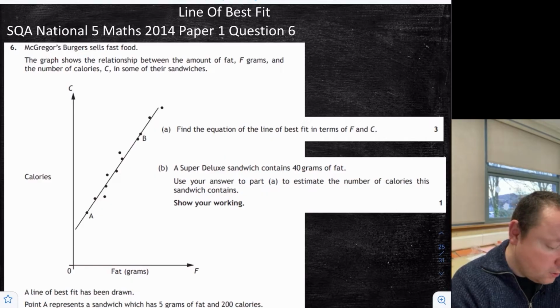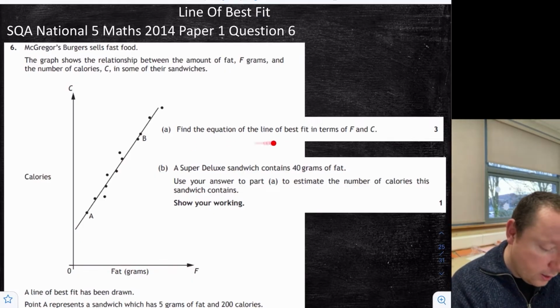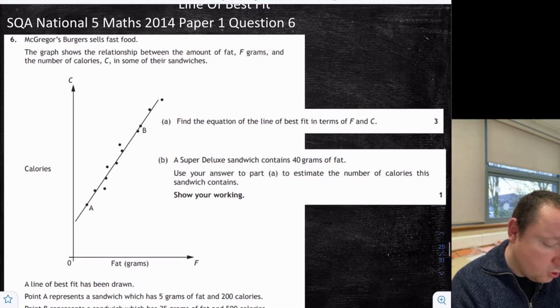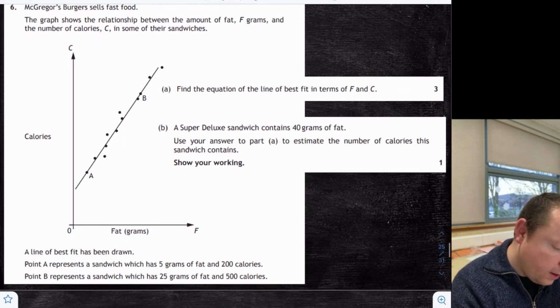McGregor's Burger sells fast food. The graph shows the relationship between the amount of fat and the number of calories, fat and calories instead of x and y in other words. Part A, find the equation of a line of best fit. Well, it's just the same as straight line. We need a point and we need the gradient. So let's find the gradient first.